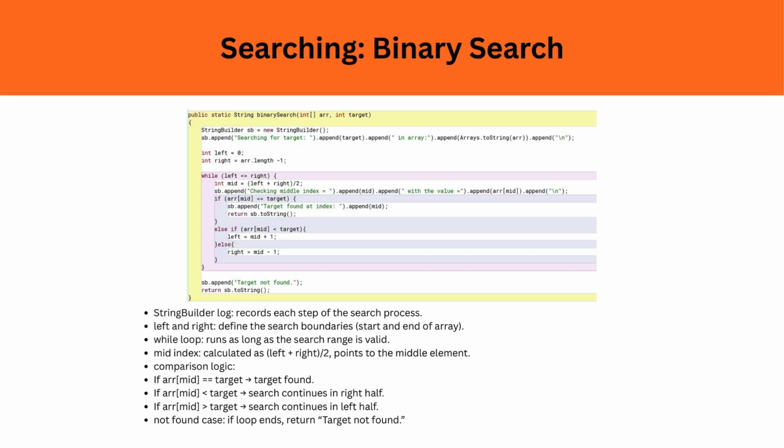Then I use three comparison logics. Firstly, if array mid equals target, the target is found, and then the search stops there. But if not, we go to the second comparison: if array mid is less than target, the search continues in the right half. If not, the third comparison is if array mid is greater than target, the search continues in the left half. If not found, the loop ends, and it will return target not found.